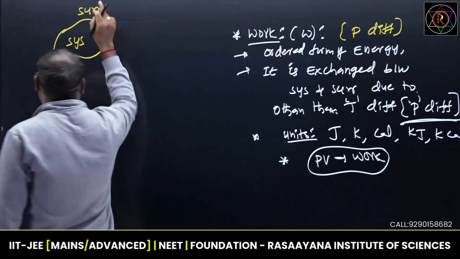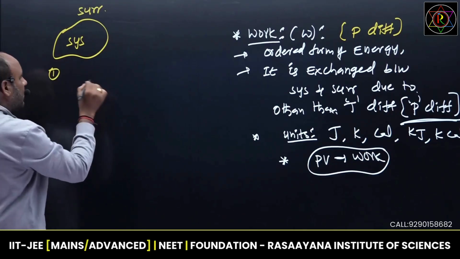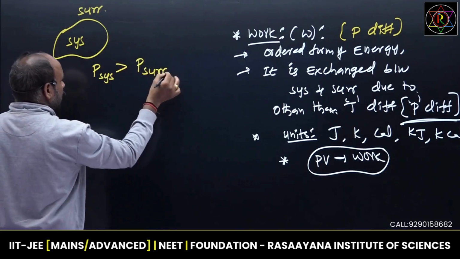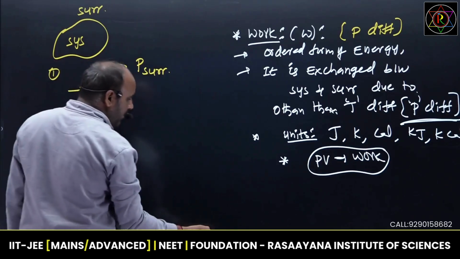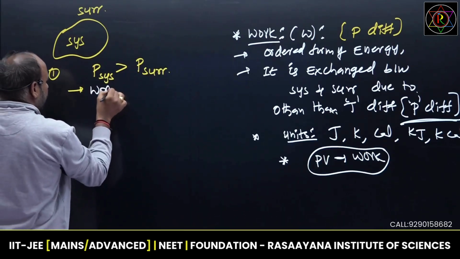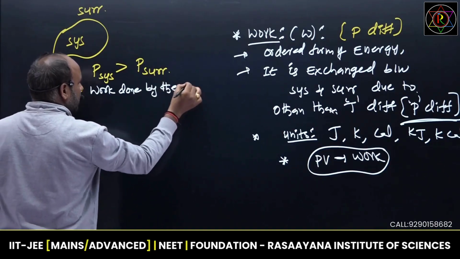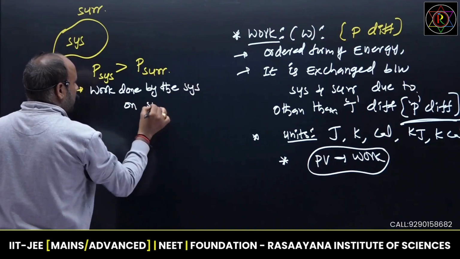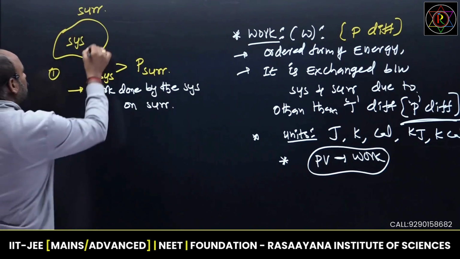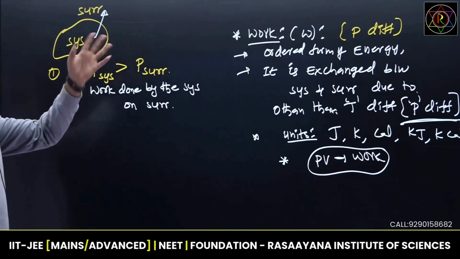So here we have the system and the surroundings. Therefore we will get the first situation, that is case 1. The pressure of the system will be very high compared to the pressure of the surroundings. When the pressure of the system is more than the surroundings, at that time the work is done by the system on the surroundings. Work done by the system on the surroundings means the system is going to do some work on the surroundings. At that time the system is losing energy.